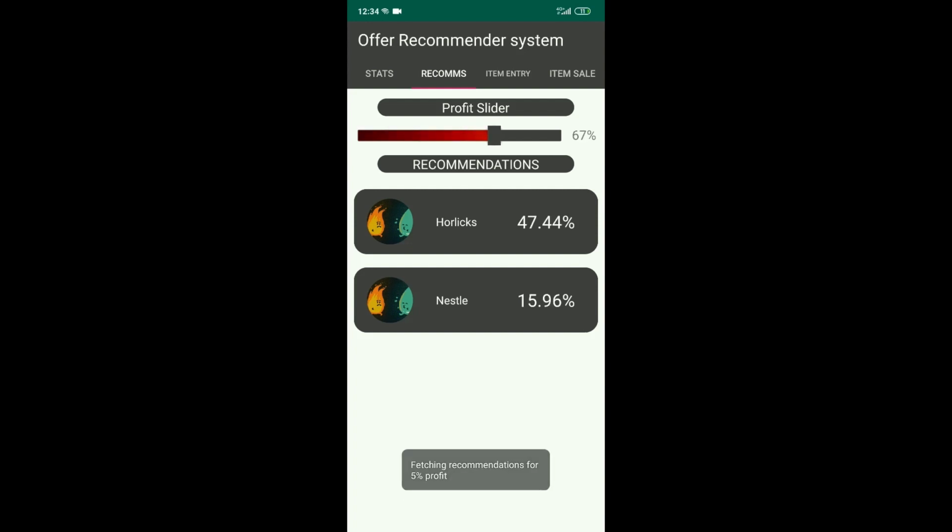This is just tentative calculation, and I keep it moving here and there to see how much profit, how much recommendation can be given towards the profit. And that's it. It's a very simple system that we have built.